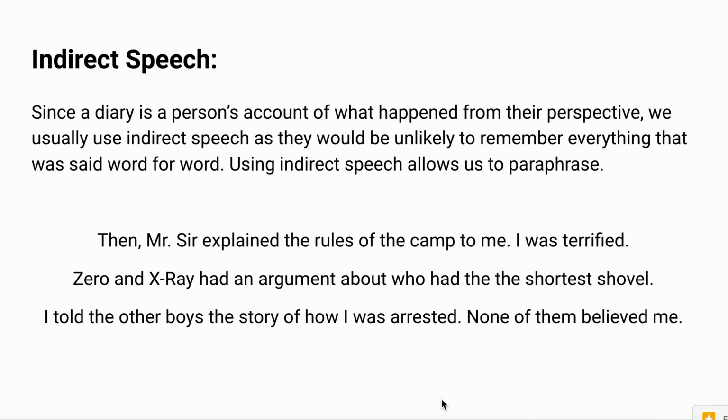I was terrified. Stanley's quite unlikely to remember every single thing that Mr. Sir said word for word in that conversation, but he knows that the rules were explained, so he can use indirect speech to report that. Zero and X-Ray had an argument about who had the shortest shovel. Again, Stanley might not remember exactly what Zero said and what X-Ray said in that conversation, but he can report that they had an argument.